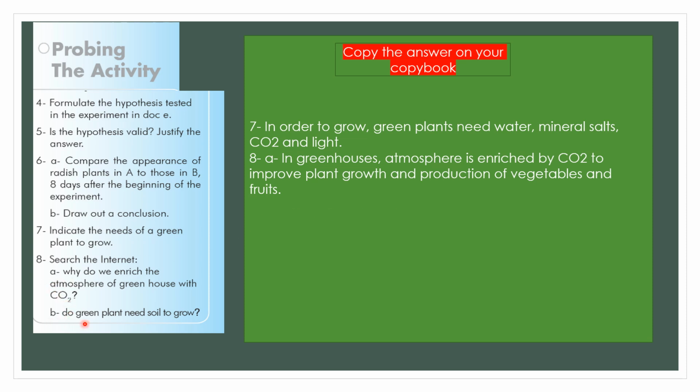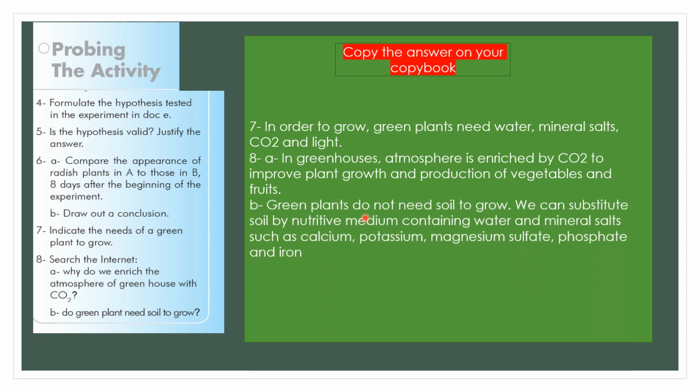B. Do green plants need soil to grow? They need the nutrients and the mineral salts that are found in the soil. So, green plants do not need soil to grow. We can substitute soil by a nutritive medium containing water and mineral salts such as calcium, potassium, magnesium sulfate, phosphate, and iron.